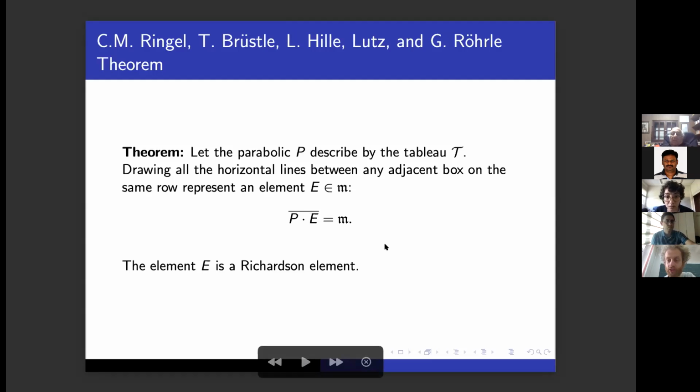Sorry, may I ask a question? Yes. Could you please repeat the definition of E? This big E? Yes, big E, how is it defined? Oh yes, okay. If you draw all horizontal lines, each line is represented by a coordinate. If a line is between i and j, it represents xij. And E is the sum of all the representatives of the horizontal lines. Thank you. Okay.